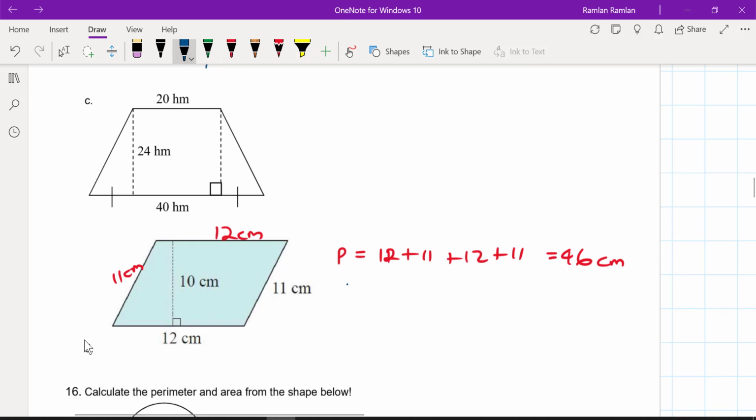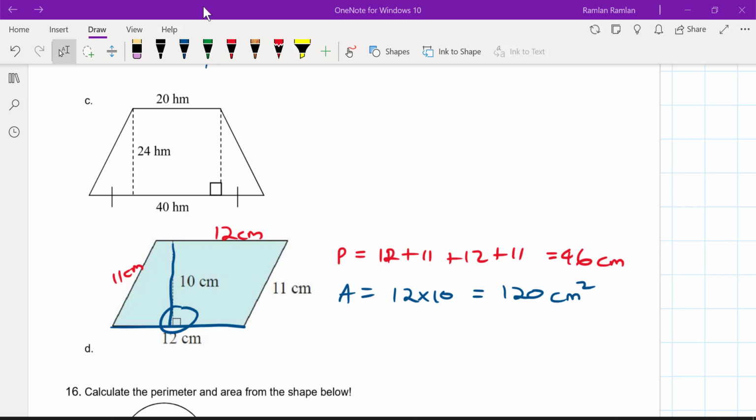Okay, and then the next one is the area. Again guys, it's just base times height. So if we're using the base as this one, this is going to be the height because they're perpendicular. So it's just 12 times 10, that'll be equal to 120, and that'll be in centimeter square.